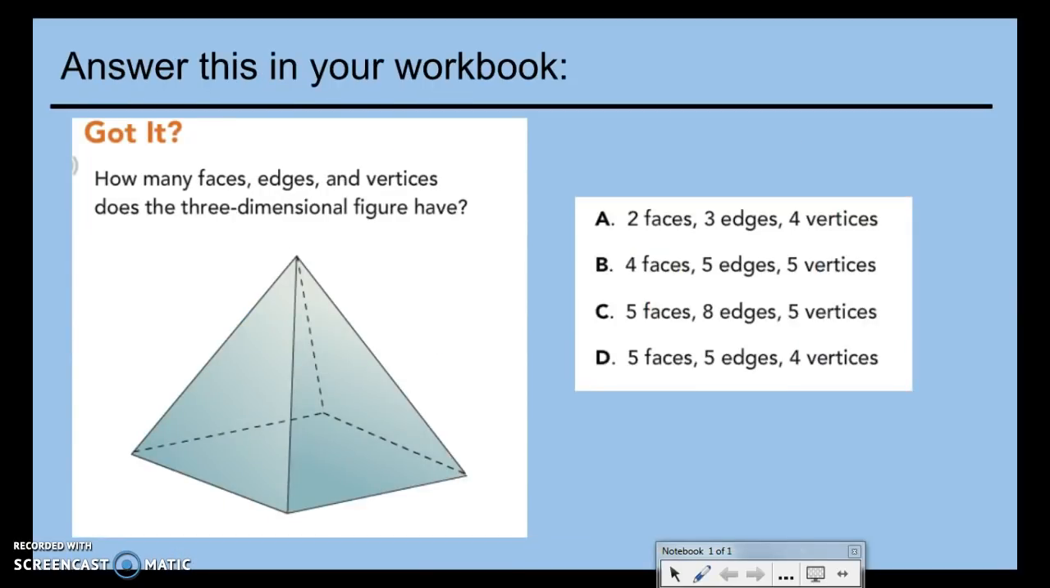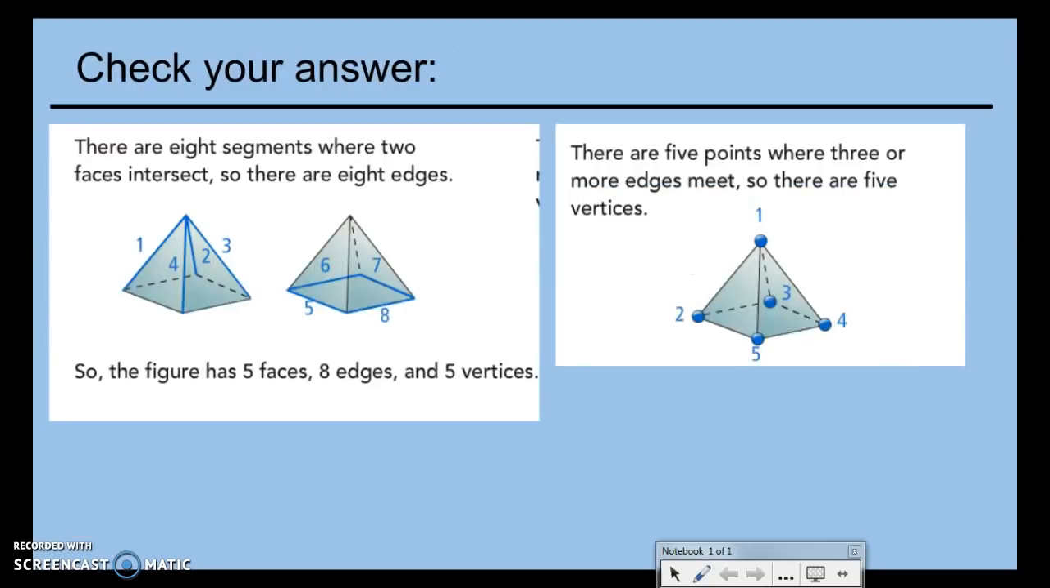Okay, how many faces, edges, and vertices does the three-dimensional figure have? So let's see. Actually, I want you to figure this one out, and then when you get done, I'll show you the answer. Ta-da! So there are 8 segments where 2 faces intersect, so there are 8 edges. The figure has 5 faces, 8 edges, and 5 vertices. So if you got that, you are correct.